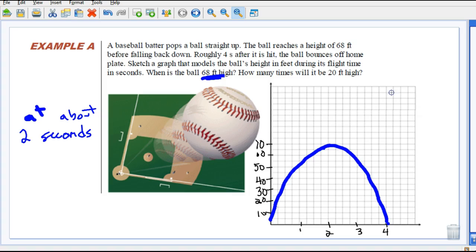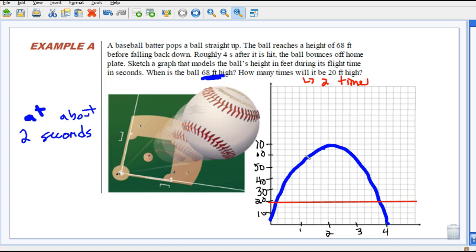Now the next question is, how many times will it be 20 feet high? If I look at 20 and make a line, how many times does this graph hit 20 feet? It looks like it hits it here and then here. So it should be 2 times, because it's got to go up to 20 feet, travel higher, and then come back down, and it's got to hit it again before it hits the ground. We can say that's at about 0.25 seconds and probably about 3.75 seconds. It doesn't ask, but we could say it is at about those 2 places.